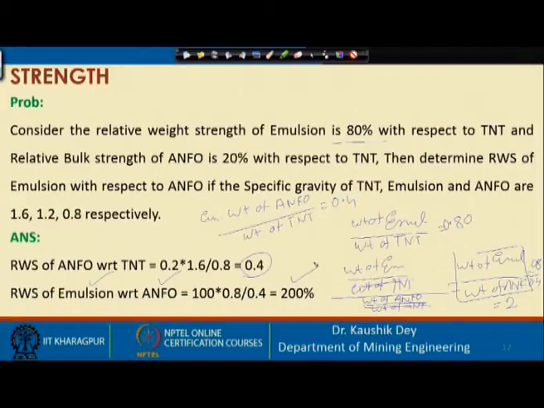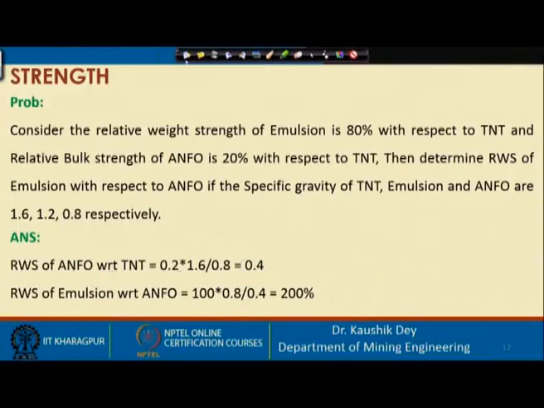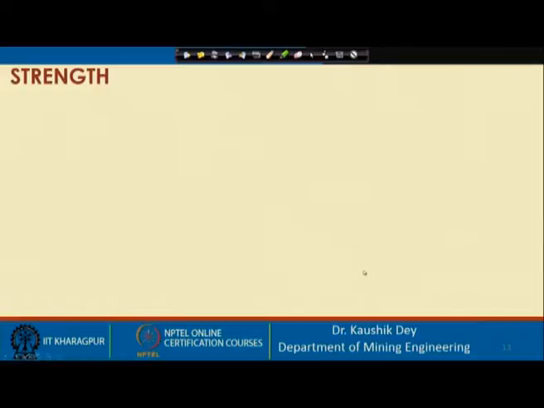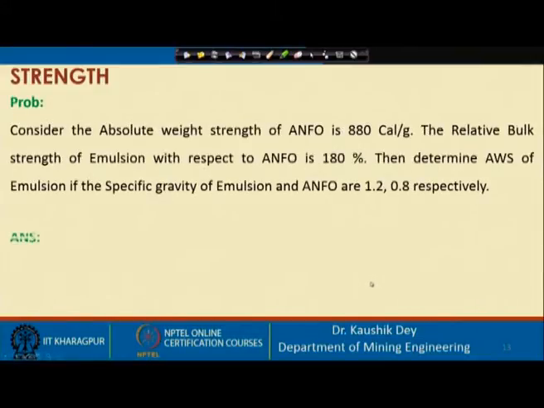So, basically from this problem we are able to understand how we can convert the relative bulk strength into the relative weight strength. Okay. So, now this conversion between the relative bulk strength to weight strength, or in other cases bulk strength to weight strength, which may be relative or absolute, we can do it for both the cases, is possible as we can see from this problem. Let us see another problem.